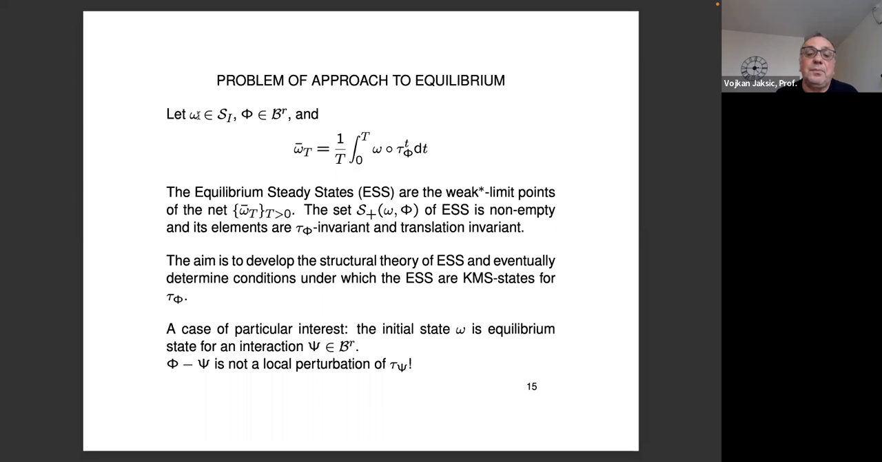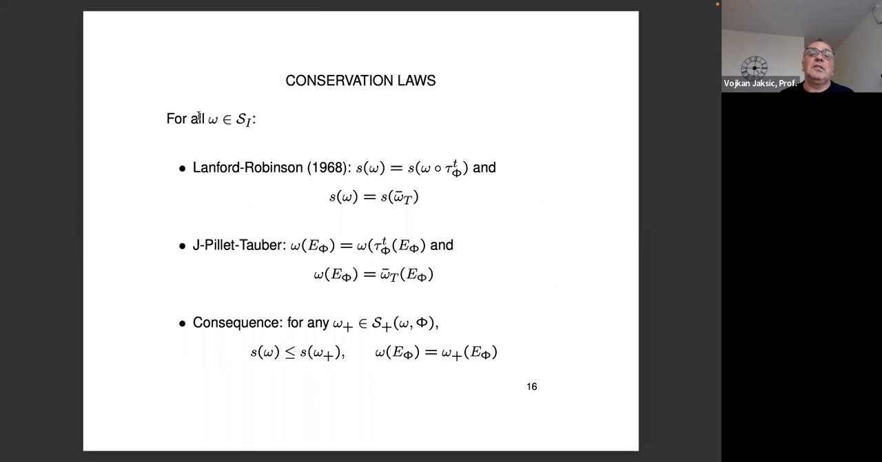There are conservation laws that accompany the setting. If you start with any translationally invariant state and then evolve it, its specific entropy does not change. The specific entropy of omega is the specific entropy of omega evolved at any finite time. And then it is a trivial exercise to prove that the same thing holds for the ergodic averages with respect to time, as long as big T is finite. This is an old result of Lanford and Robinson in their fundamental paper from 1968. It is in the last section of that paper, and it keeps being rediscovered for one reason or another.